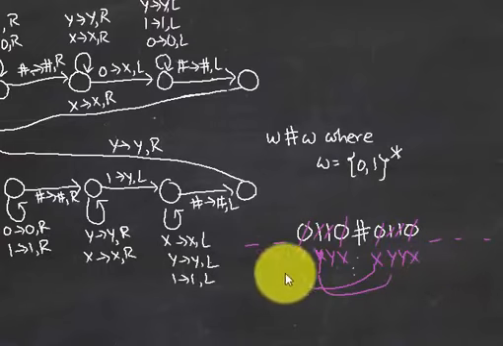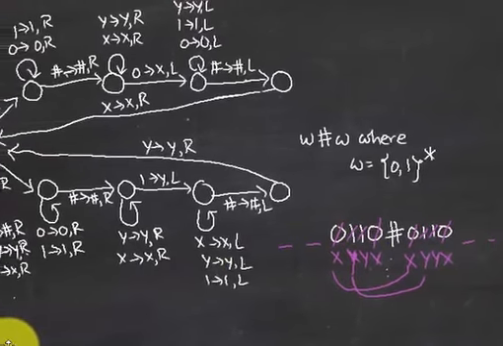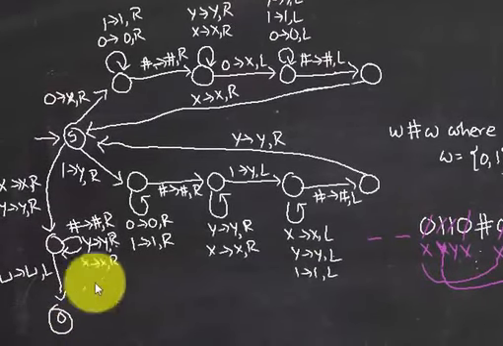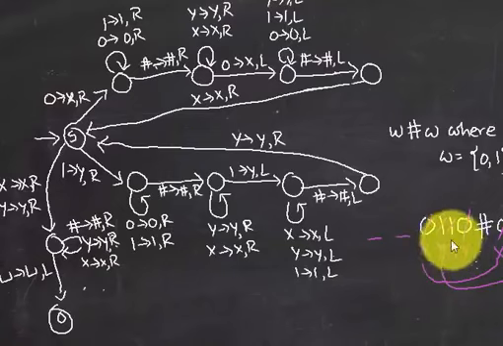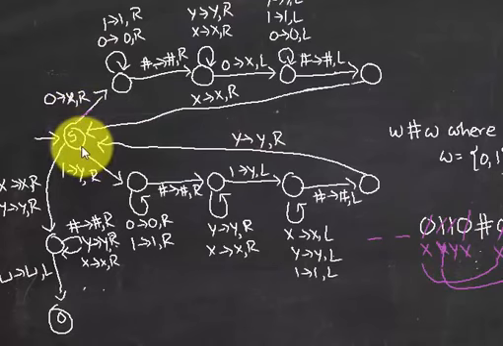So let's draw the state diagram for this. Like I said, there will be two loops, one for converting x's and one for converting y's, and that's why I have two loops.